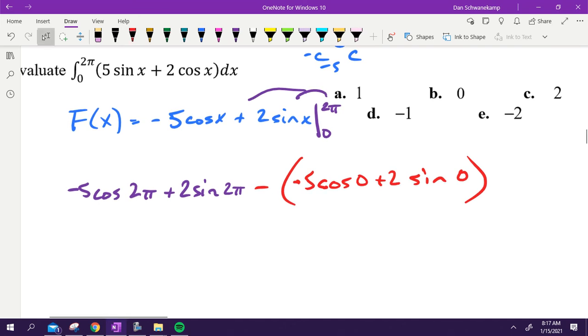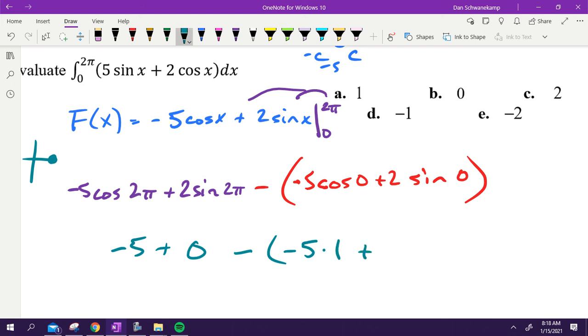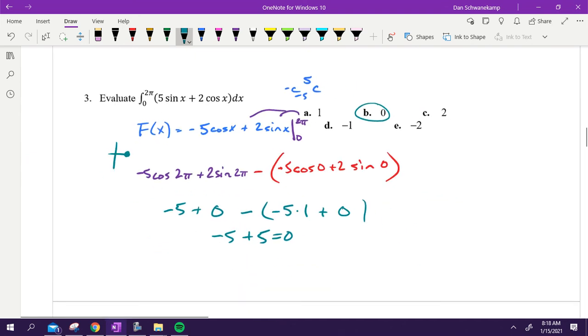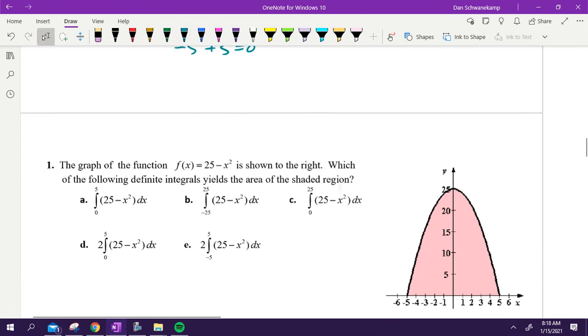It's bad. Okay, cosine of 2 pi, so 2 pi is over here on your unit circle. Cosine is the x value, which is 1. Negative 5 times 1 is negative 5. Sine of 2 pi. 2 pi is right there. Sine is the y value. It's 0. So that's 0. Minus negative 5 times cosine of 0, which we just said was 1, because it's the same spot. 2 sine of 0 is 0. So it is negative 5 minus negative 5. They get you 0. Make sense of what we did there? Wonderful.